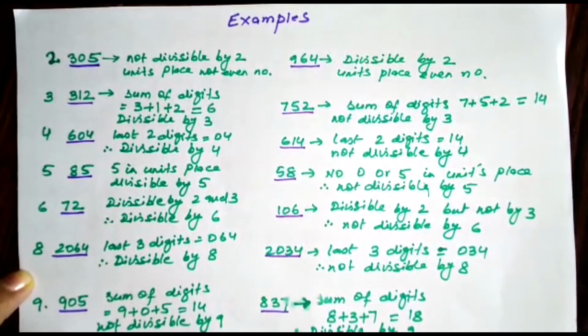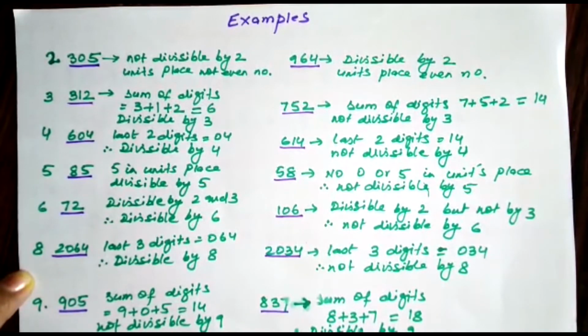Now we will check whether number 905 is divisible by 9. We have to find the sum of digits. 9 plus 0 plus 5 equals 14. 14 is not divisible by 9, therefore number 905 is not divisible by 9. 837, sum of digits is 8 plus 3 plus 7 equals 18, which is divisible by 9. Therefore, number 837 is divisible by 9.